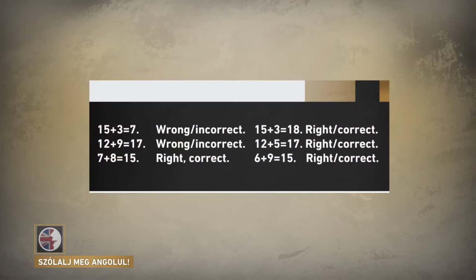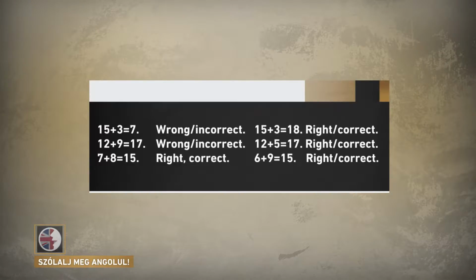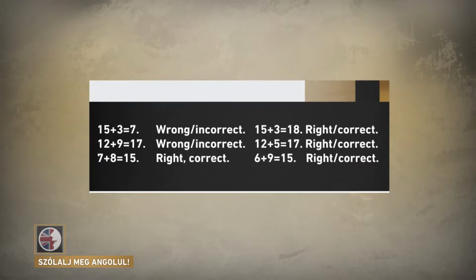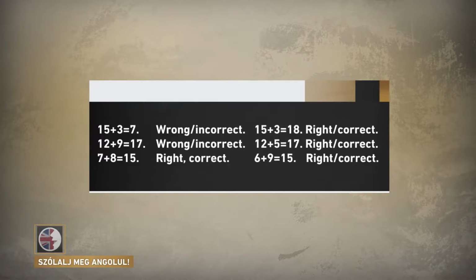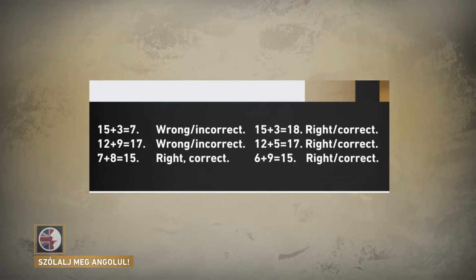So, 15 plus 3 equals 7. Wrong, incorrect. 15 plus 3 equals 18. Right, correct. 12 plus 9 equals 17. Wrong, incorrect. 12 plus 5 equals 17. Right, correct. 7 plus 8 equals 15. Right, correct. 6 plus 9 equals 15. Right, correct. Good.